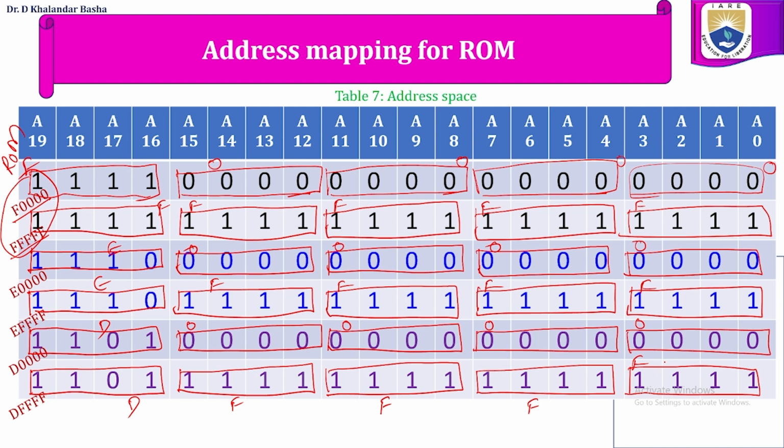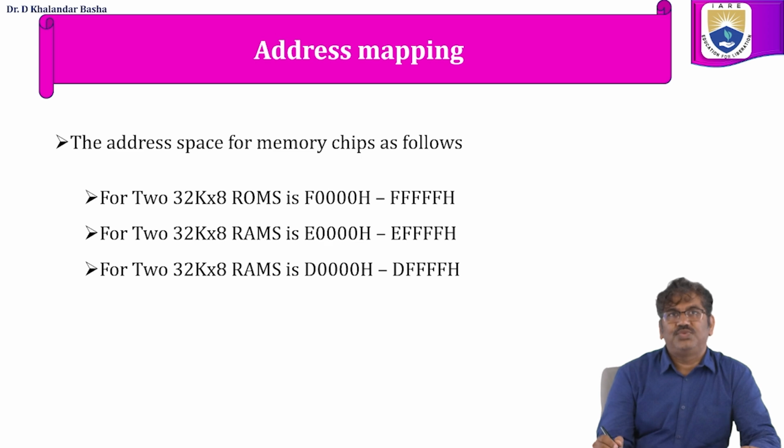So the end address is DFFFF. So the address space for blocks 1 and 2 is E0000 to EFFFF. The remaining 2 blocks have the addresses from D0000H to DFFFFH. So the address space for the 32K by 8 EPROMs, or ROMs, is given as F0000H to FFFFFH, whereas the 32K by 8 RAMs are given E0000H to EFFFFH. The remaining 32K by 8 blocks are given the addresses from D0000H to DFFFFH.